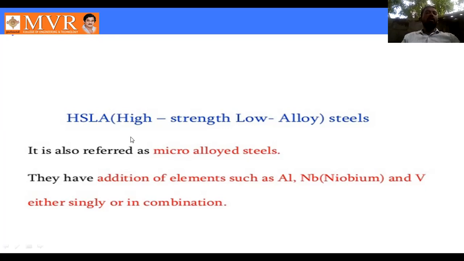So this one we can call high strength low alloy steel. It is also referred to as micro alloy steel. They have additions of elements. So additionally we are using other elements also. These three types of elements we are using.